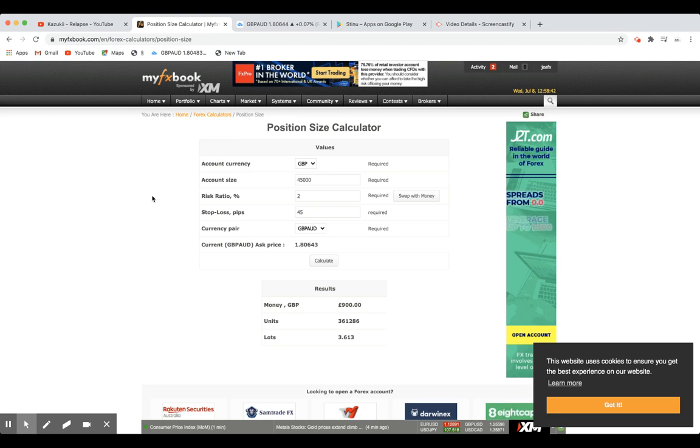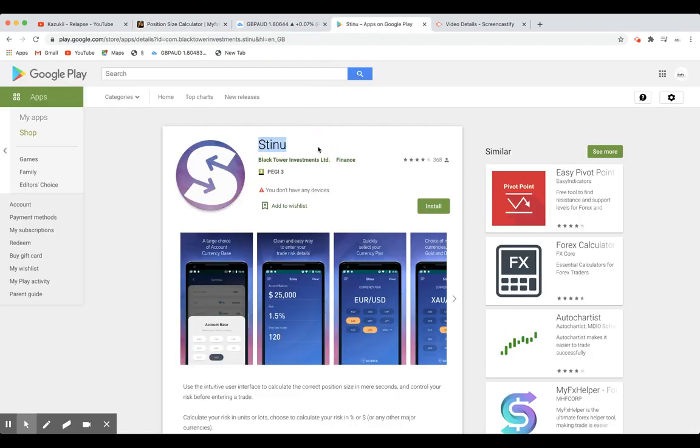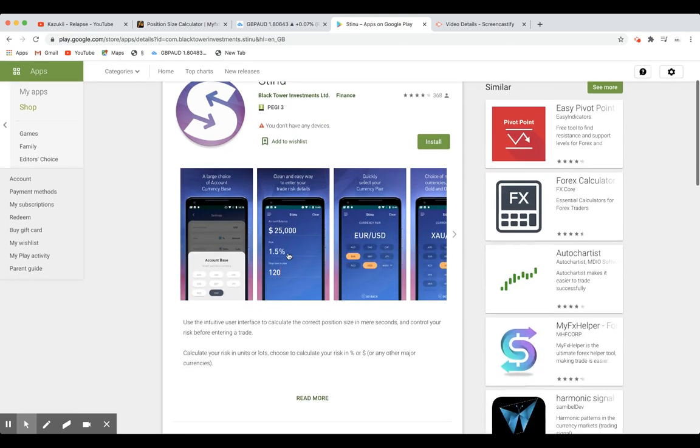Mobile application. I know a lot of you are going to be trading on the go. I do trade on the go quite a lot as well. And for that, you're probably going to want a mobile application rather than a web app. And to be honest, I'm not sure if the MyFXbook has a position size calculator on the app. I don't think it does. It might do, but I don't really use the app too much. I normally use this on desktop. But what you can use is the Stinu app. Okay, I think this is a brilliant app for mobile trading.